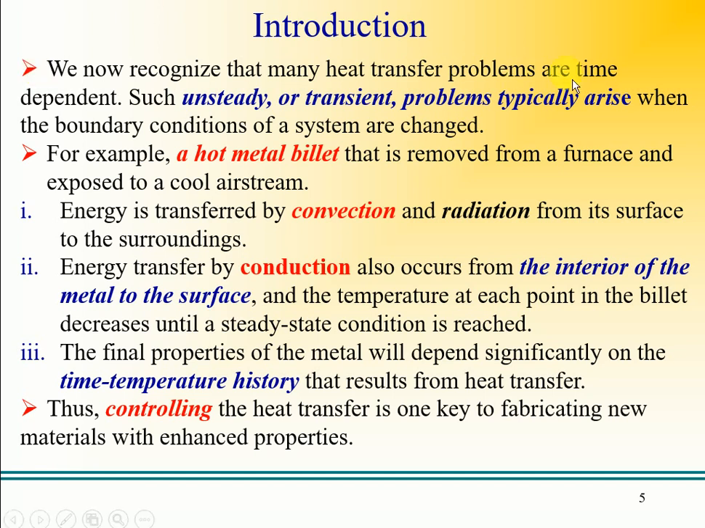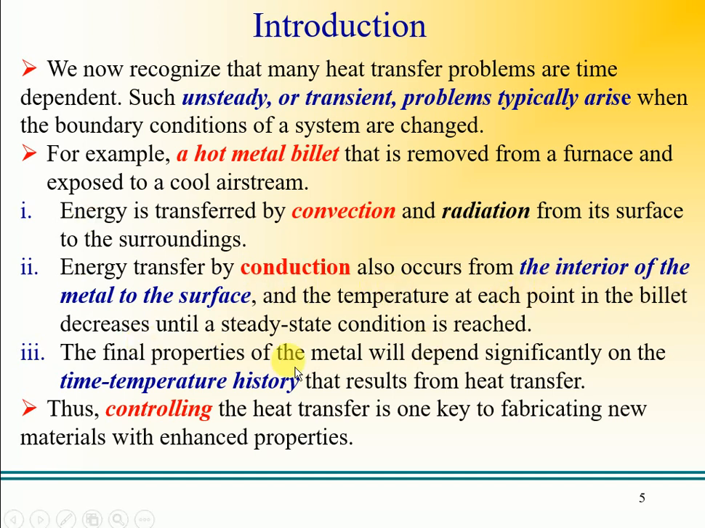Okay, let's see. Now we recognize that many heat transfer problems are time dependent, such as unsteady and transient problems, which typically arise when the boundary conditions of the system change. For example, a hot metal billet that is removed from a furnace and exposed to a cool air stream. In this case, the boundary condition of the hot billet changes from the high temperature of the furnace to the low temperature of the air stream. Energy is transferred by convection and radiation from the surface to the surroundings.